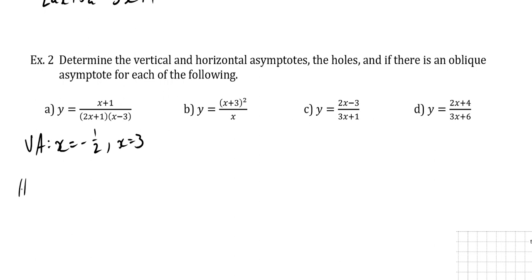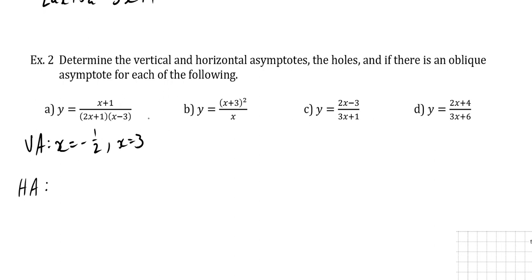Horizontal asymptote, now this one's a little bit tricky. No holes in this one. Where's the horizontal asymptote? And no oblique asymptotes here. Remember, go back to the definition. Oblique asymptote is when the degree of the numerator is exactly one more than the degree of the denominator. In this one, the degree of the denominator is more than the degree of the numerator. So that's not an oblique asymptote. That's the other way around.